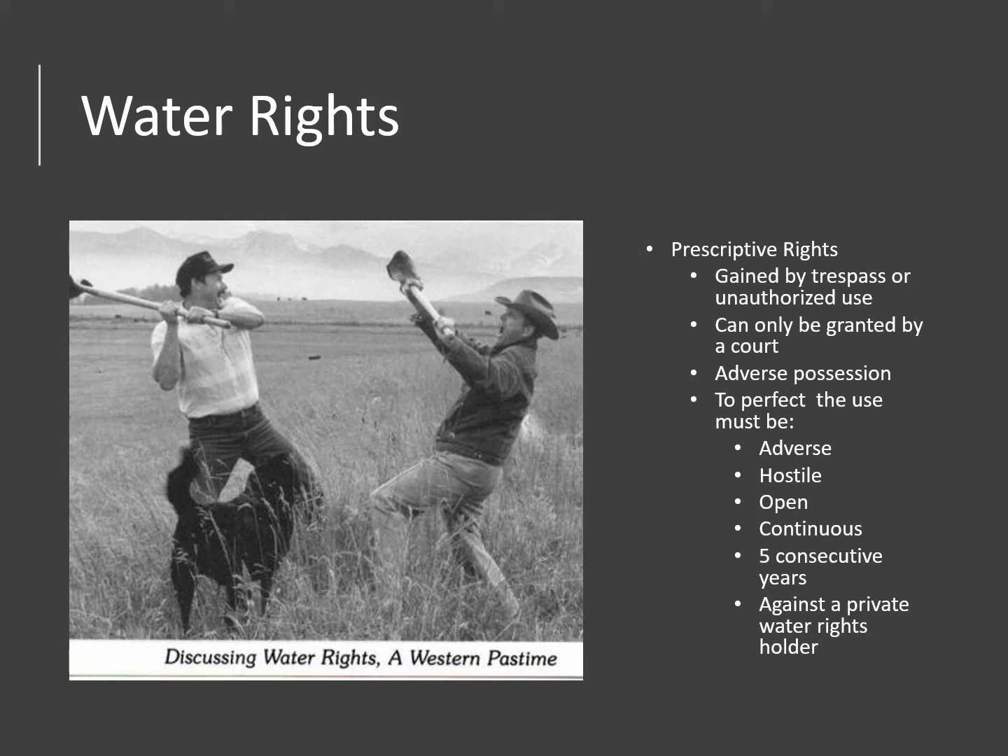It has to be adverse. That means it hurts the person you're stealing the water from. It has to be hostile, which means you know you're doing it. You didn't ask for permission. You just did it. It has to be in the open. It has to be continuous. You can't start and stop. It has to happen for 5 consecutive years. And it has to be against a private water rights holder, not a public entity. But if you can prove those things and you go to court, it's very likely that the court will grant you that water then under the prescriptive rights corollary.